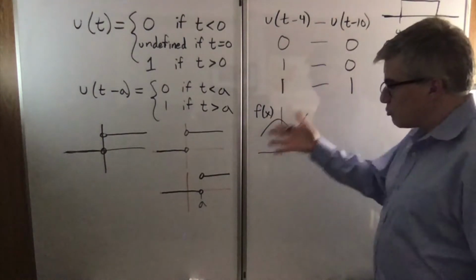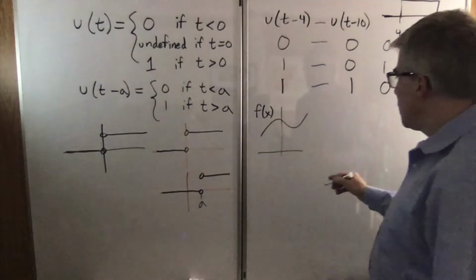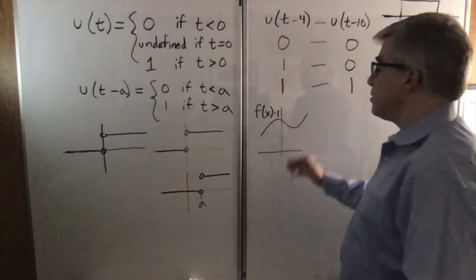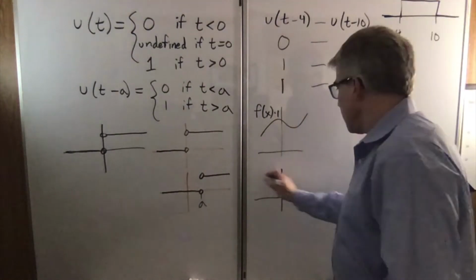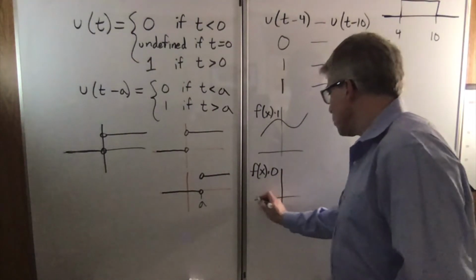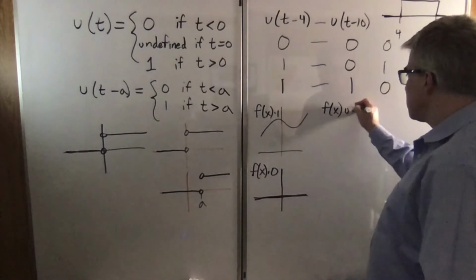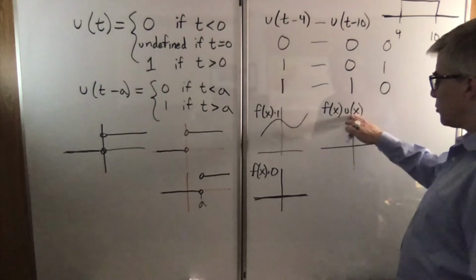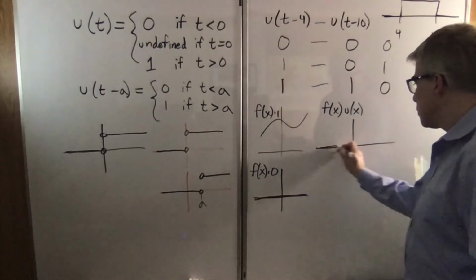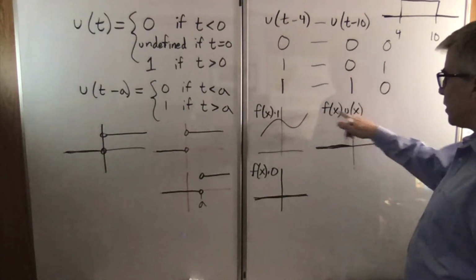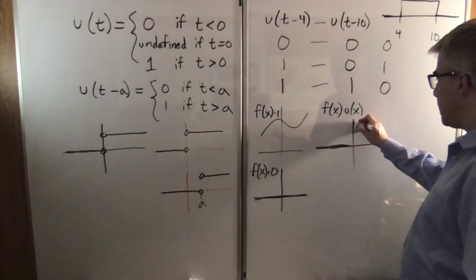So what if you had some random function f of x? f of x times 1 would just be f of x. f of x times 0 would just be a flat line. And then f of x times u of x, for negative x, this is a 0, and we have f times 0, which is 0. For positive x, this is 1, and we have f times 1, so we would get that.